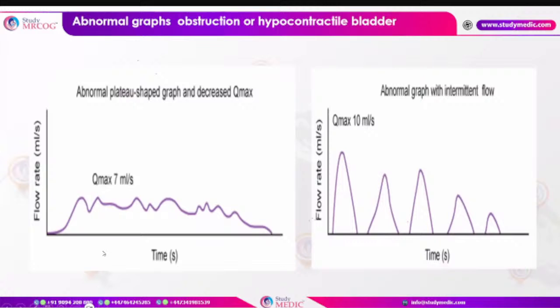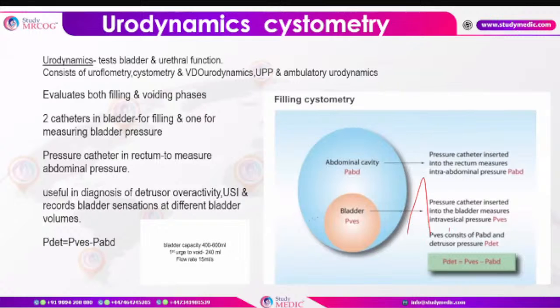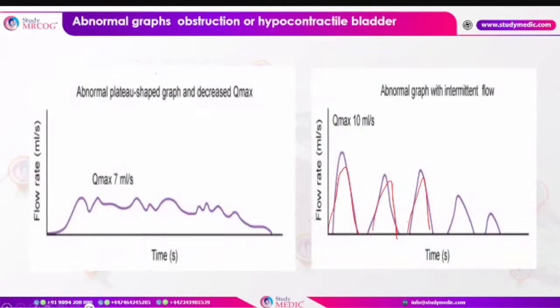Now, these are some abnormal graphs. As you can see, these are not typical bell-shaped graphs. So here the Qmax is very much reduced. It is 7 mL per second. And this you would typically get whenever there is some obstruction or the detrusor muscle is not contracting properly, or there is hypomotility of the detrusor muscle contraction. In this graph, you can see that flow is intermittent. Okay, this is typically seen in obstruction. Okay, so these are the two types of abnormal graphs that are present.